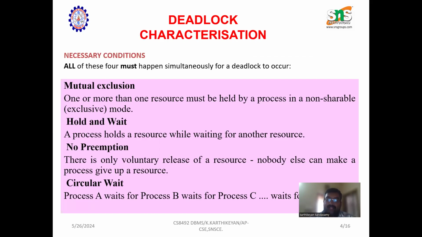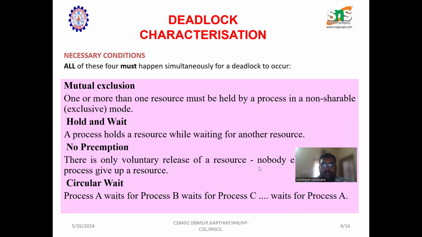So we have some characterizations of deadlock: mutual exclusion, hold and wait, no preemption, and circular wait. Mutual exclusion: one or more resources must be held by a process in non-shareable, exclusive mode. Hold and wait: a process holds its resources while waiting for other resources. No preemption: there is only voluntary release of resources; nobody else can make a process give up its resources. Circular wait: process A waits for B, process B waits for C, and process C waits for A. This is a circular wait among the processes.